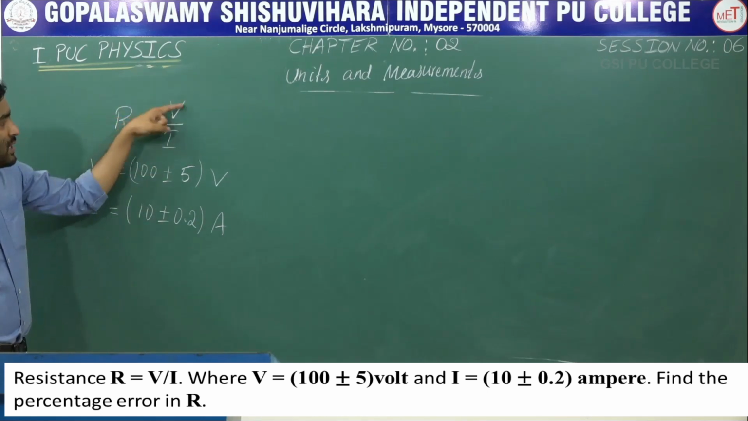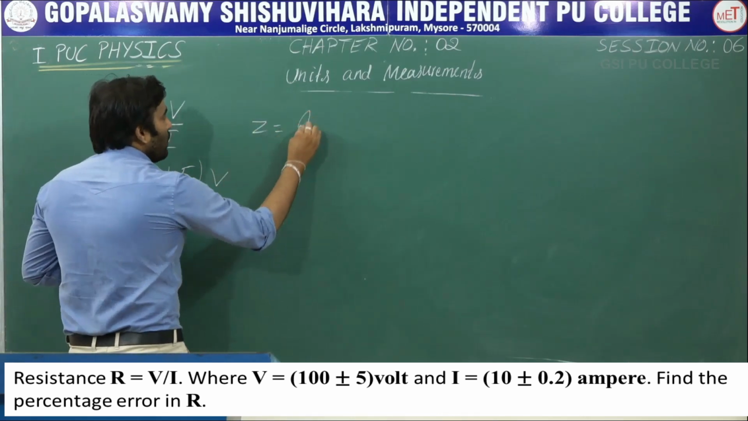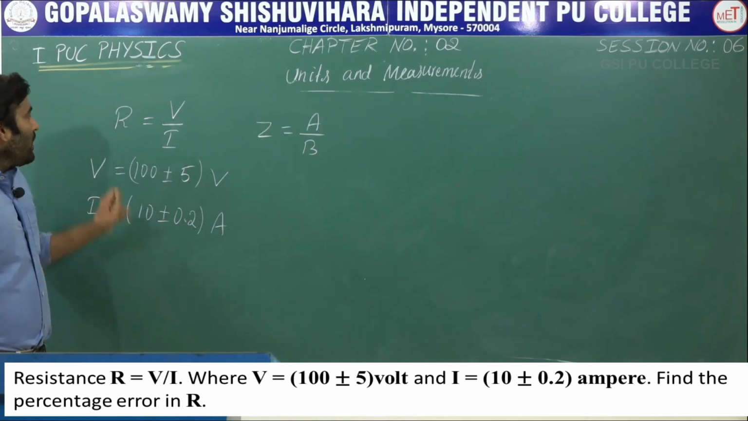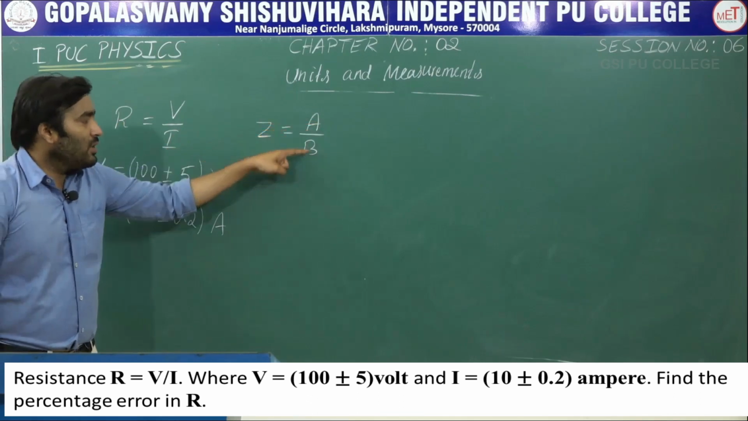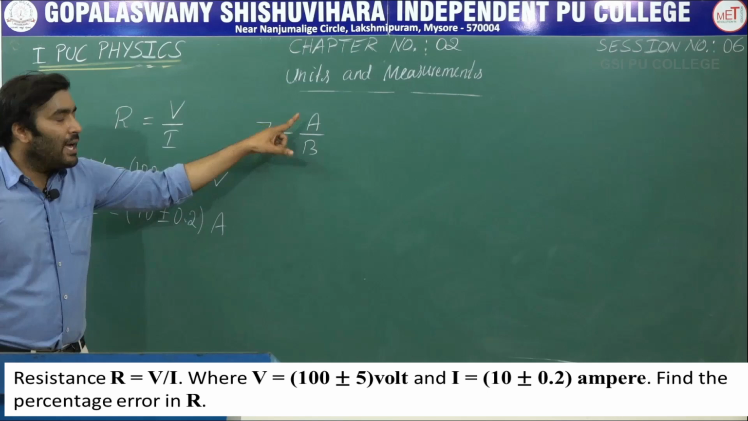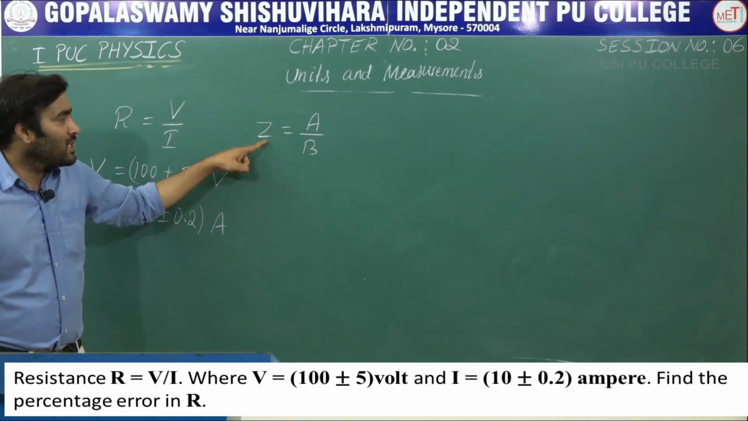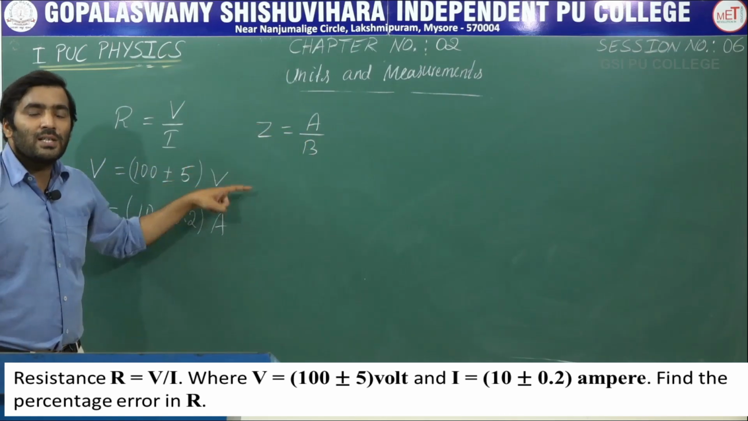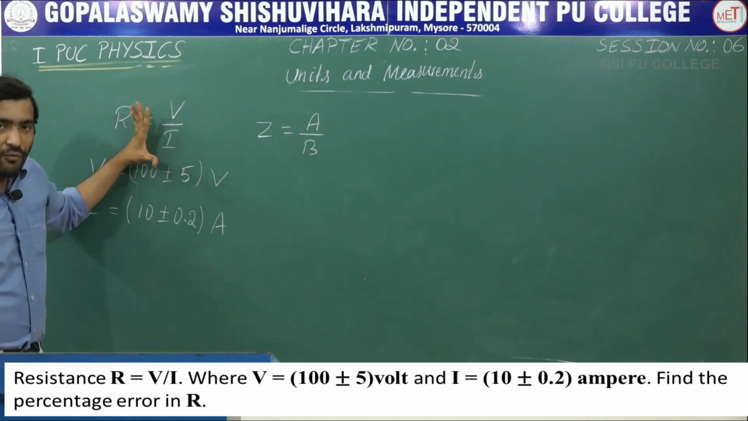This equation R is equal to V by I is in the same form as Z is equal to A by B. Correct? So here we are supposed to find the relative error in R, which is in the form of Z is equal to A by B. So the relative error in Z is equal to delta A by A plus delta B by B. You can remember, when Z is equal to A by B, the relative error in Z, delta Z by Z, is equal to delta A by A plus delta B by B. This equation is also in the same form.